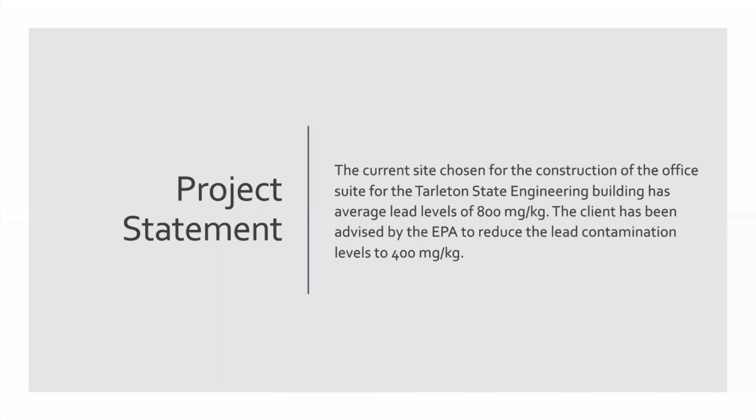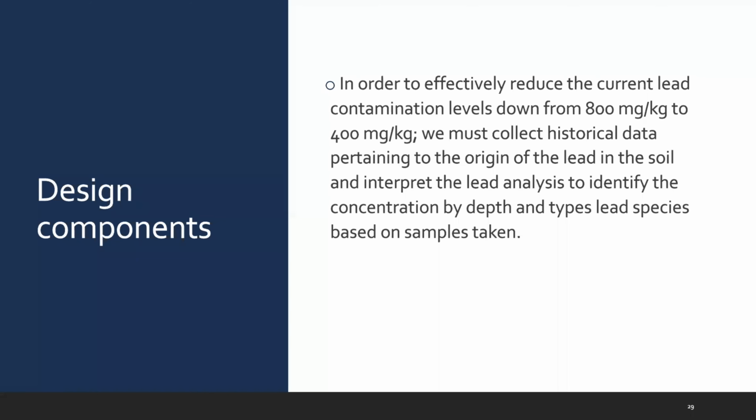The current site chosen for the construction of the office suite building has average lead levels of 800 milligrams per kilogram, and the client has been advised by the EPA to reduce these contamination levels to 400 milligrams per kilogram. In order for us to effectively reduce these levels, we need to collect any pertinent historical data pertaining to the origin of lead in the soil, and also interpret the lead analysis data to identify the concentration by depth and the types of lead species based on these samples.